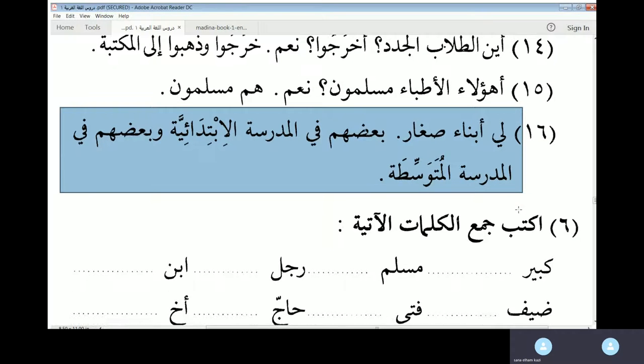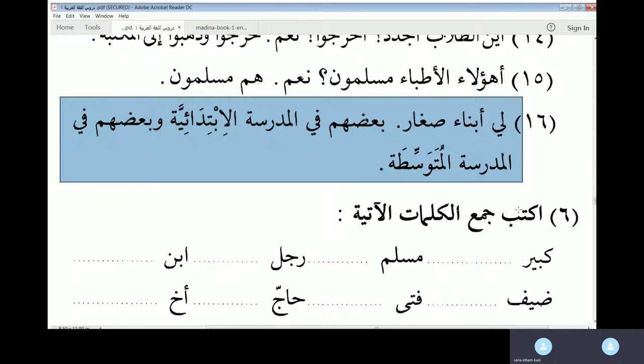بعضهم في المدرسة الابتدائية وبعضهم في المدرسة المتوسطة. So, li abna'un sighar. These are my small sons. What is the meaning of li? I have small sons, some small sons belonging to me. Ba'duhum fil madrasatil ibtidaiyati. So some are in the elementary school. What school is it? Middle school? Elementary school. And some of them are in the high school.